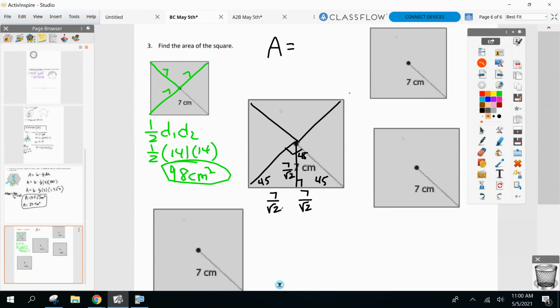All right, so if you did the 4 triangle method, you got 4 triangles times one of them is 1/2 times 7 over radical 2 plus 7 over radical 2, which I'm not a big fan of leaving, but it comes out to be a whole number, times the height, which is also 7 over radical 2. So if you divide it up into 4 triangles, that's what it ended up being.